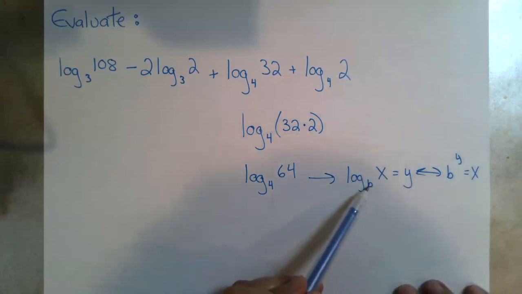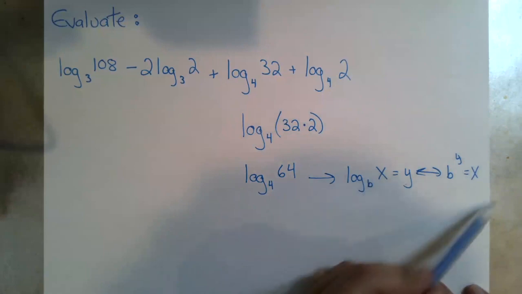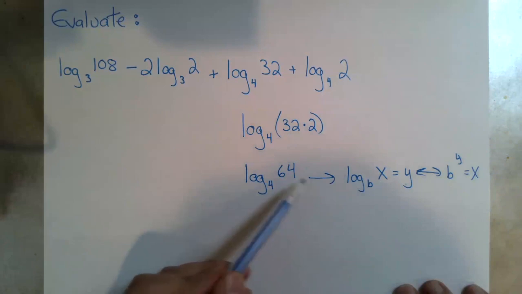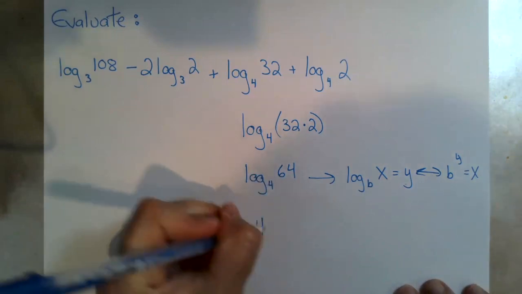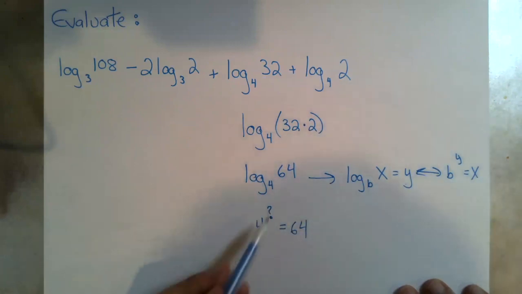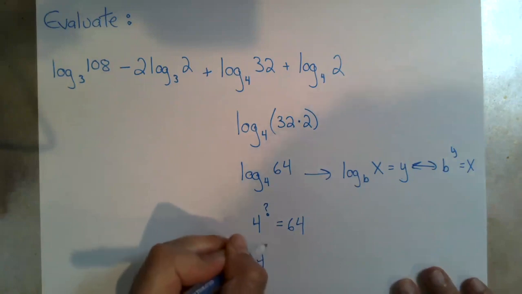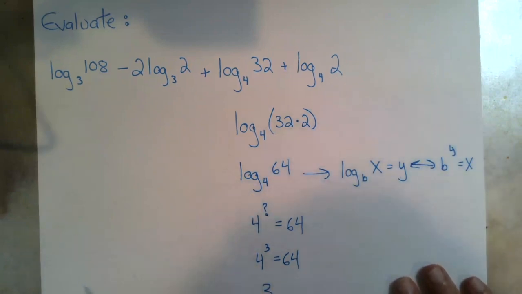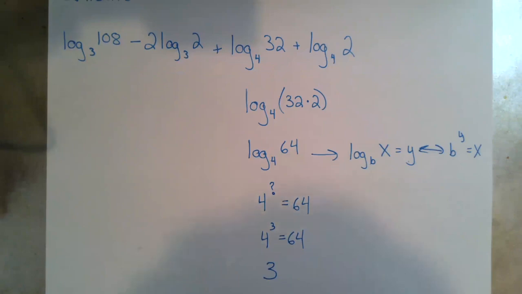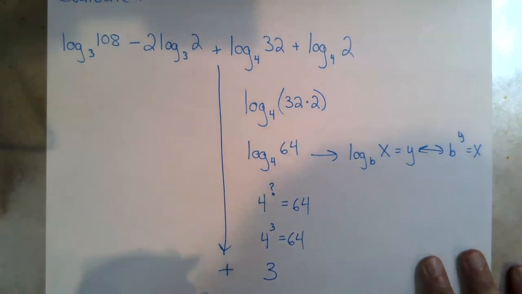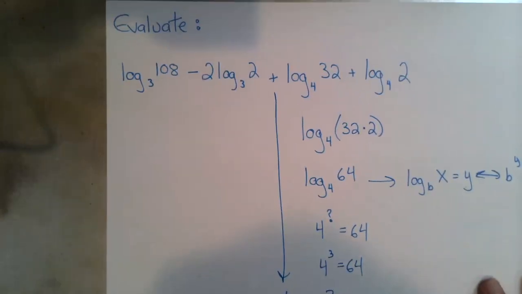So if b to the y equals x is my exponential form, then I take a look here. 4 to the what equals 64? And the answer to that question is 4 to the 3 equals 64. So the log base 4 of 64, all of that reduces down to just 3. All right, so that was that whole side. Now let's go ahead and work this side.